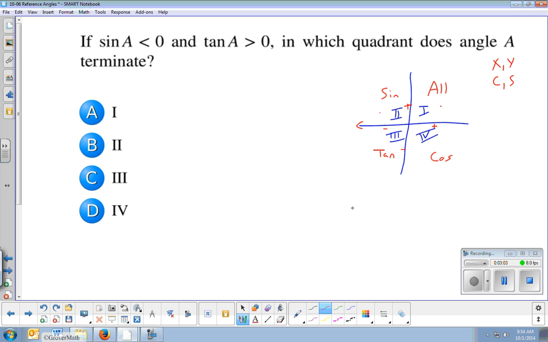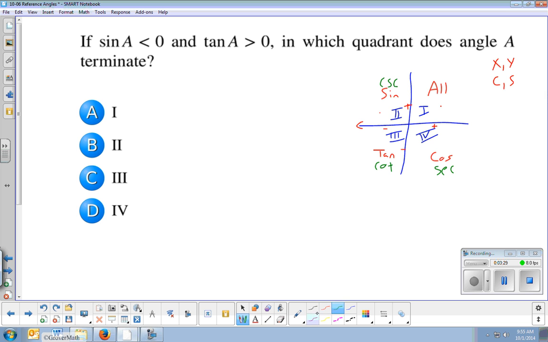Along with sine, cosine, and tangent, you also have the reciprocals. The reciprocal of sine is cosecant, so cosecant is also positive here. Cotangent is also positive here, and secant is also positive here. The reciprocal functions have the same signs as their reciprocals, because taking the reciprocal of a fraction doesn't change its sign. So if sine is positive, cosecant is positive. If sine is negative, cosecant is negative, and so on.